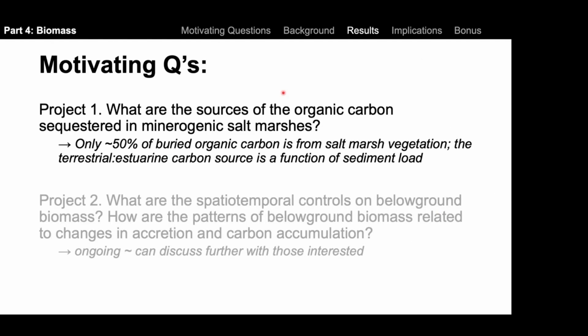Okay, so the conclusion here, sort of unsurprising that the bigger rivers are bringing more terrestrially sourced organic matter to salt marshes. But what is surprising is that only 50% of the organic matter that's being buried in these salt marshes is actually autochthonously derived, so derived from the salt marsh vegetation in place.